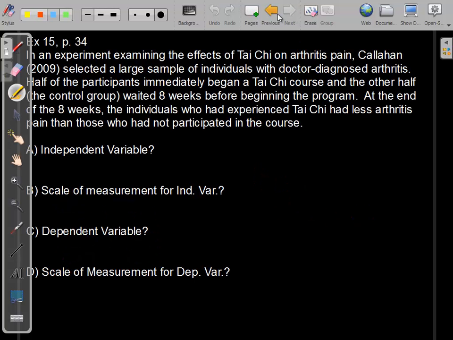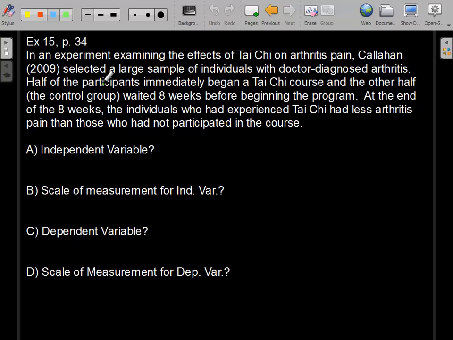So this is an example coming from page 34, example 15. I'm choosing this one to also explore an experiment and the parts of an experiment. In an experiment examining the effects of Tai Chi on arthritis pain, Callahan in 2009 selected a large sample of individuals with doctor-diagnosed arthritis. Half of the participants immediately began this Tai Chi course, and the other half, the control group, waited 8 weeks. So the control group, the do-nothing group, and the Tai Chi group, the experimental or the treatment group, waited 8 weeks before beginning the program.